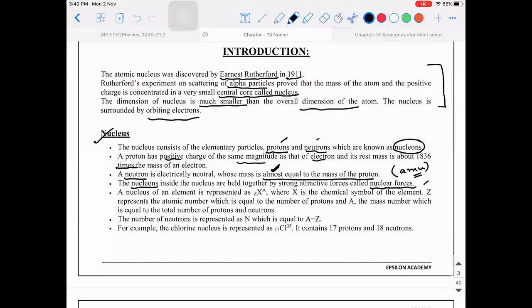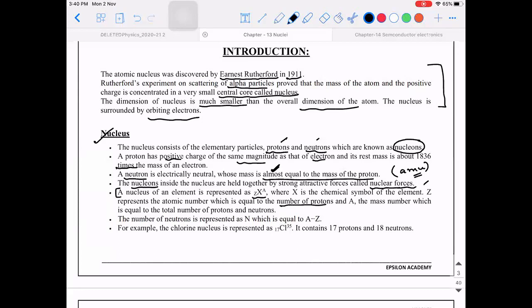A nucleus of an element is generally represented by X with A and Z, where X is the chemical symbol of the element, and Z represents the atomic number. Atomic number is a technical name, but in terms of number, what does the atomic number actually signify? It signifies the number of protons, and A stands for the mass number.